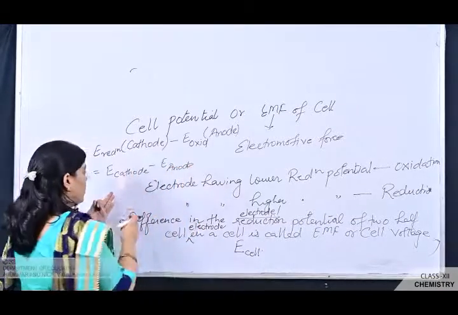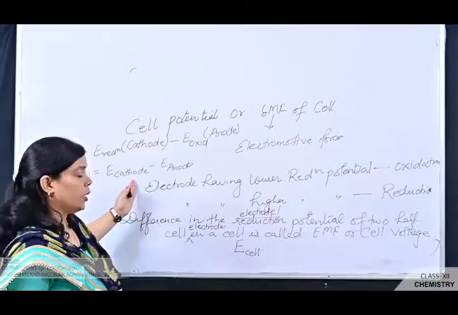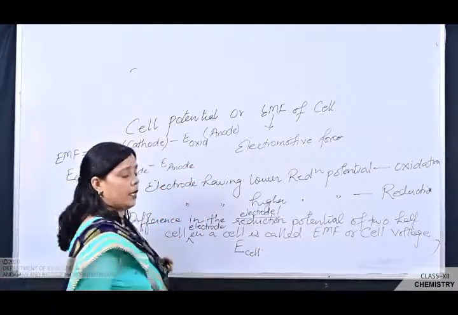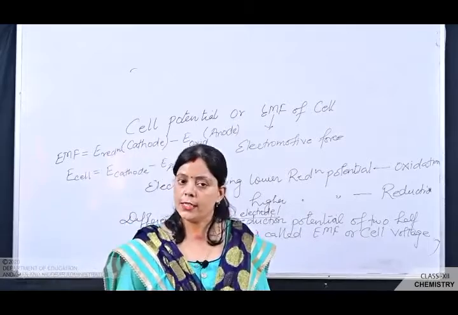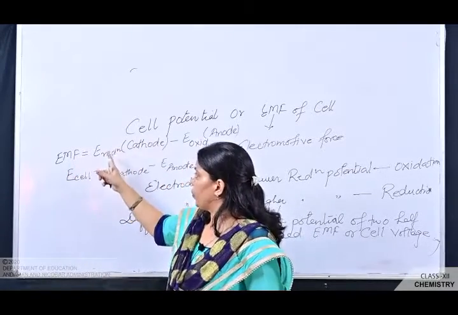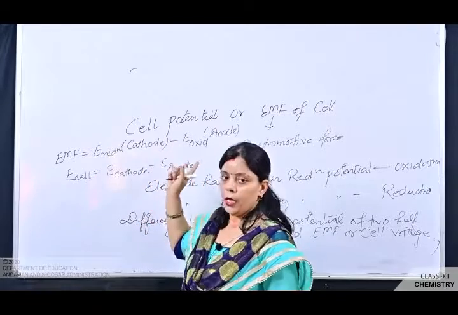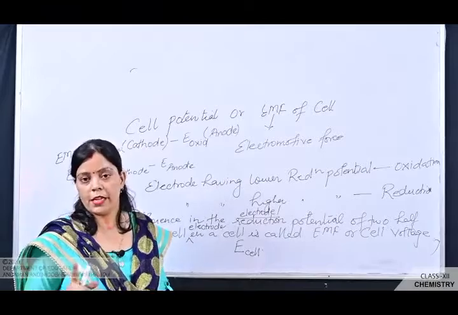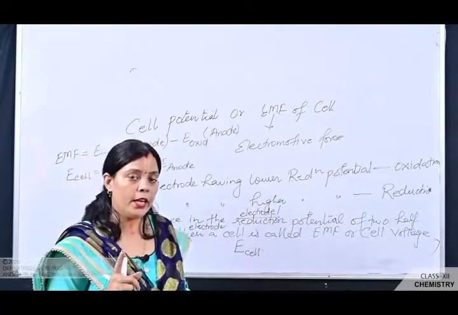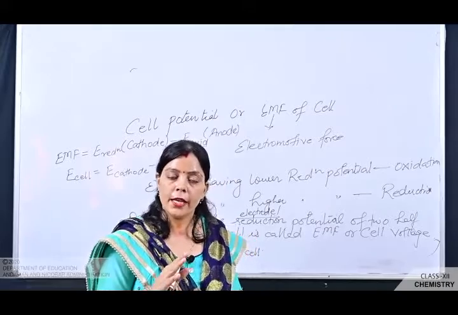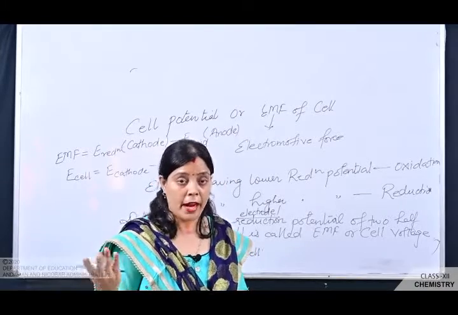Reduction takes place on the cathode electrode and oxidation takes place on the anode electrode. So the EMF or the cell voltage E cell can be mathematically expressed as E cell equals E reduction minus E oxidation. But students, in the representation of the galvanic cell, the anodic reactions are written on the left hand side, whereas the cathodic reactions are written on the right hand side.